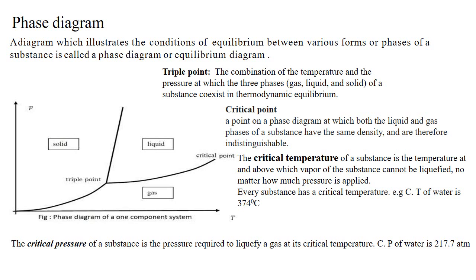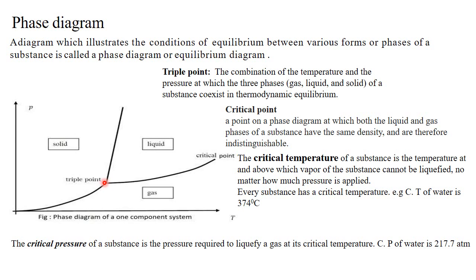Phase diagram, a diagram which describes the conditions of equilibrium between various forms or phases of a substance, is called a phase diagram or equilibrium diagram. Phase diagram is actually a graph which is plotted between variant of a system. Here the graph shown is the graph drawn between pressure and temperature. Temperature is taken on x-axis and pressure is taken on y-axis.